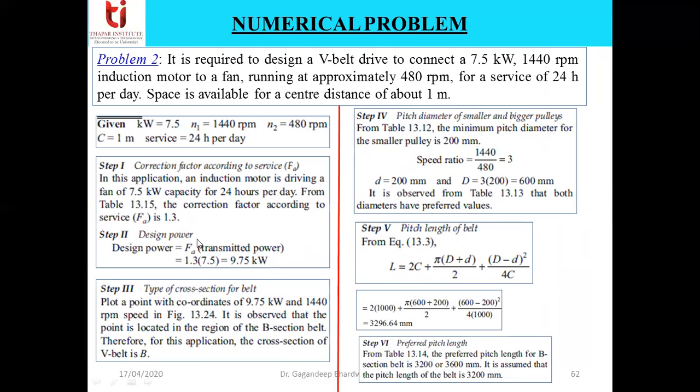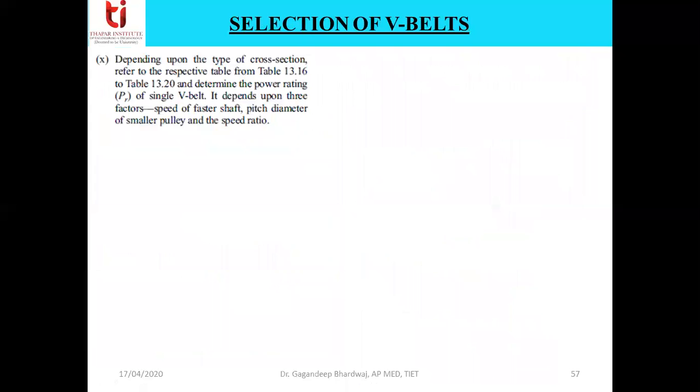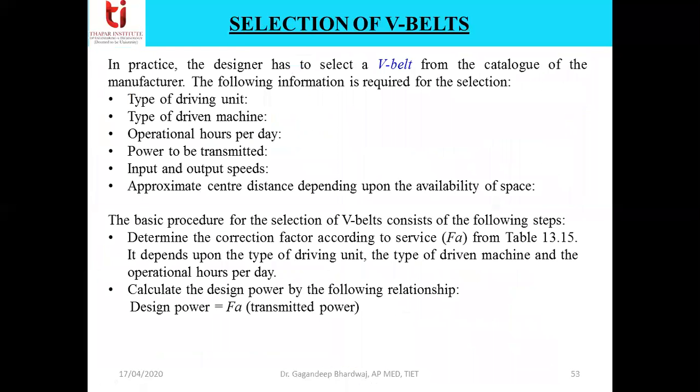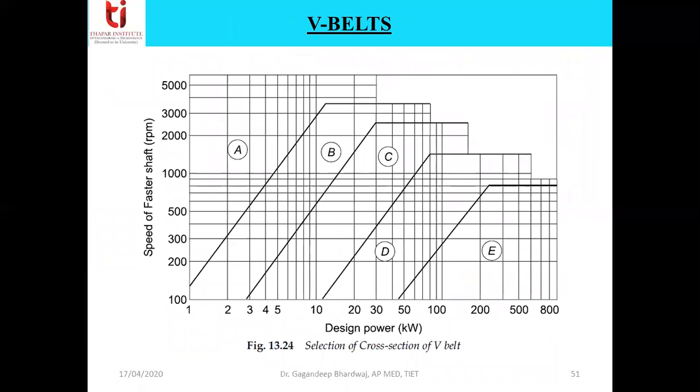So design power is FA into transmitted power. Your transmitted power is 7.5, so this value comes out to be 9.75 kilowatt. Now power is 9.75 kilowatt and RPM is 1440. From this we will select the type of belt by using these two variables. Now you see that 9.75 is approximately around here, and 1440 is lying in this range. So the cross section of the belt is B type.